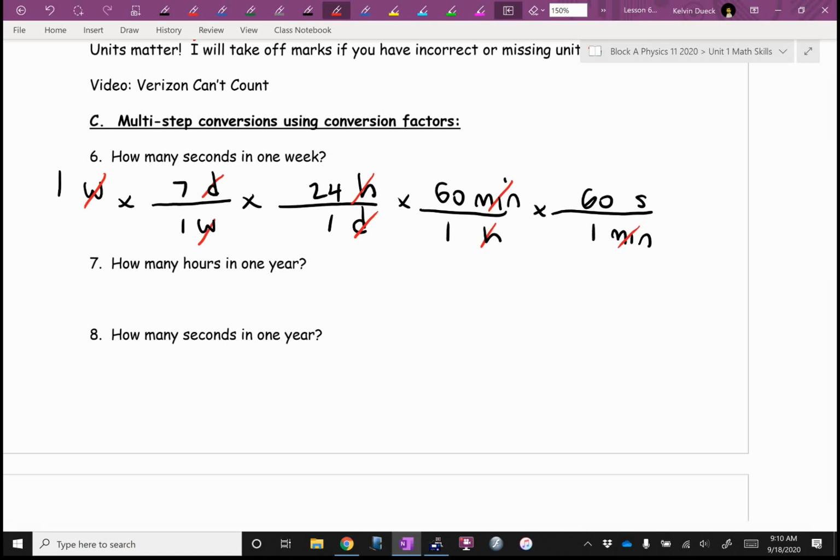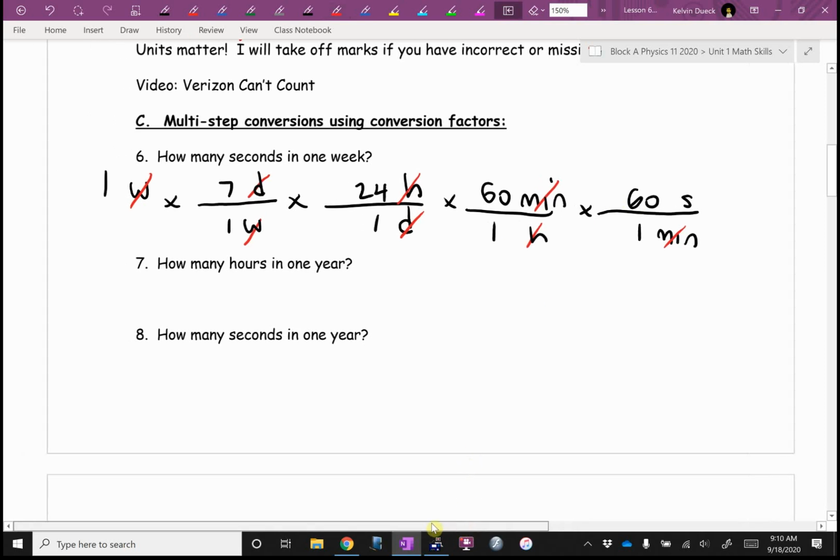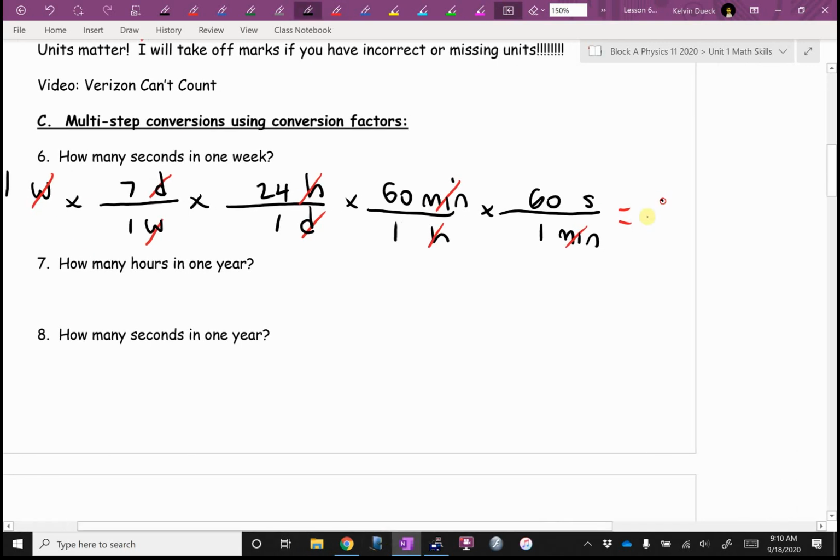So now I know it's going to be 7 times 24 times 60 times 60, which is what? How many seconds in a week? 604,800? And the nice thing with that method is we were able to use conversion factors that we've just memorized already.